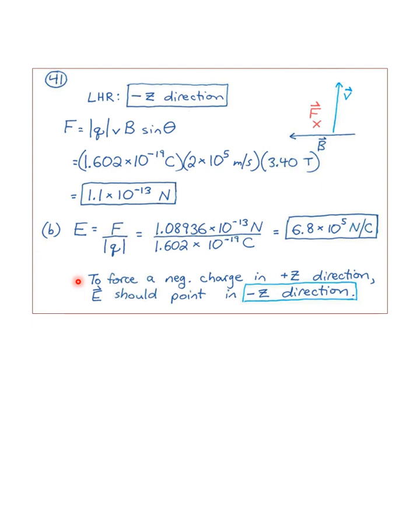For part B, find the electric field that would give zero net force on the electron. So now we're going to balance that magnetic force with an electric force. The electric field is the force divided by the charge, or the absolute value of the charge. And so we have the force from part A, divided by the charge on the electron, we get 6.8 times 10 to the 5th newtons per coulomb. And then we want to think about the direction that that electric field should go. And so to force a negative charge in the positive z direction, the electric field should point in the negative z direction.